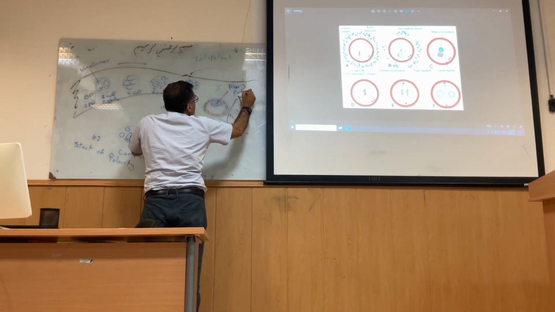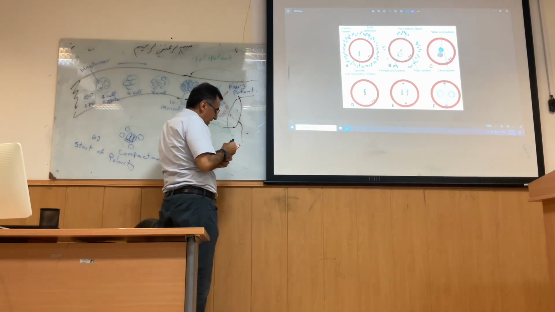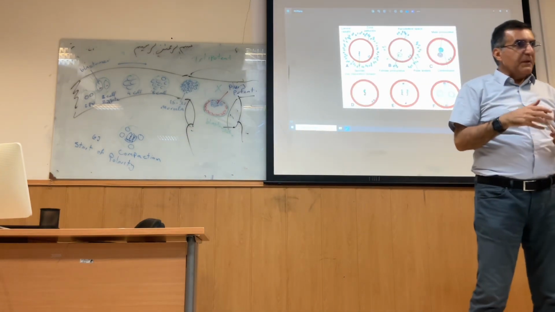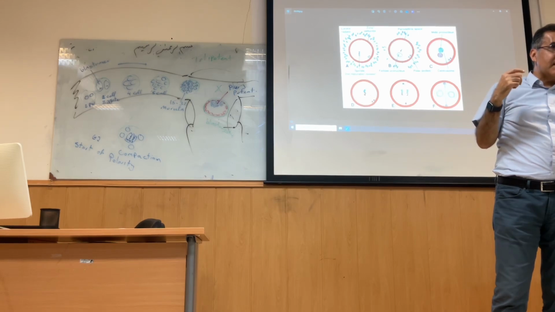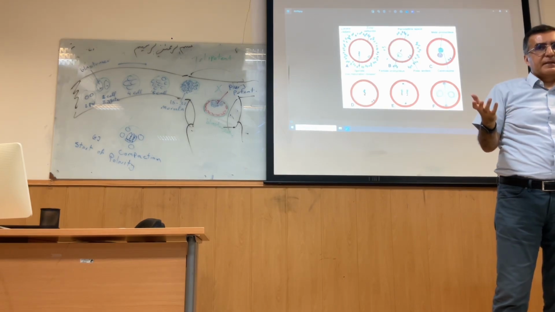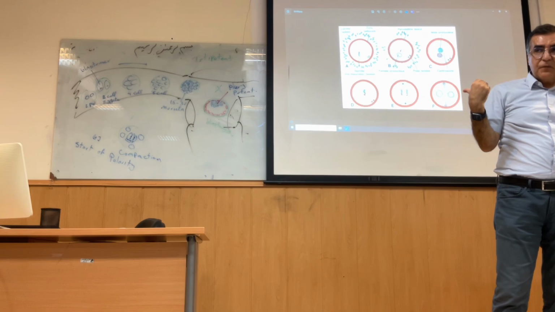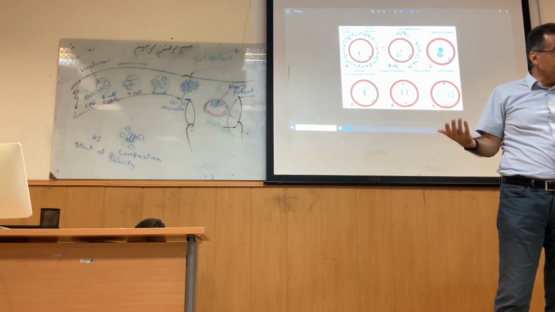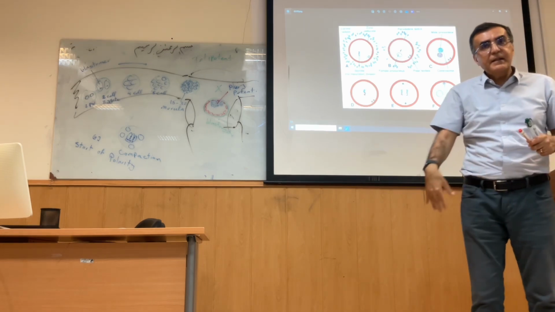Pluripotent. Here the potency is decreased, because before, in the blastocyst, each cell can make everything. But when the blastocyst is formed, the trophoblast never makes ectoderm. Is it clear? The potency is decreased.